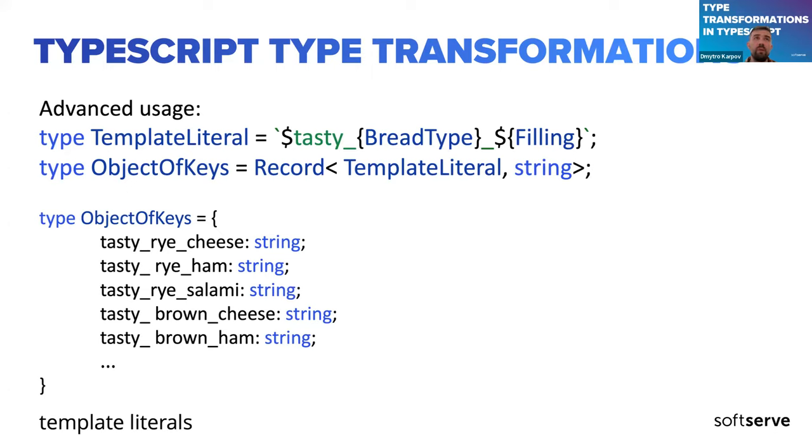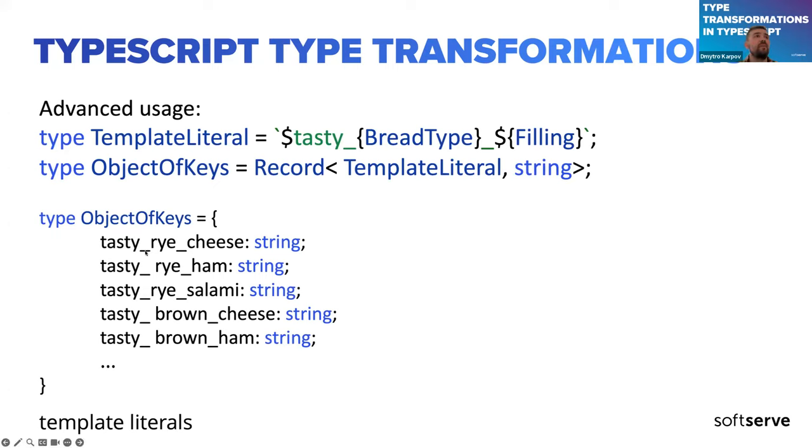For example, we want to combine all the tasty stuff with the filling. What we are basically doing is adding the tasty prefix to all the possible combinations of bread type and filling. So you can see an example of object keys. We provided a template literal, and, sorry for misleading, object of keys is actually a record which holds strings with all possible types of the bread type and filling, and we basically add the prefix of tasty.